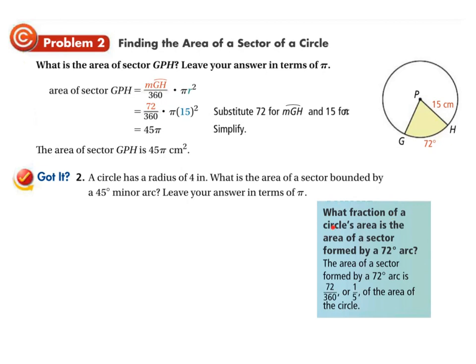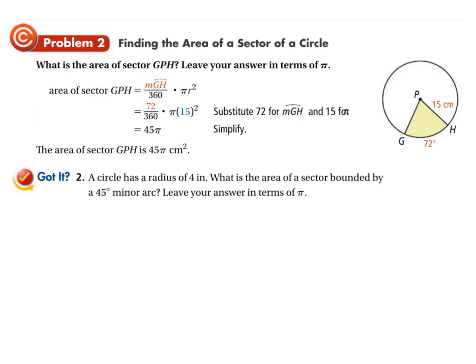what fraction of a circle's area is formed by a 72-degree arc? Okay, so the area of a sector formed by a 72-degree arc is 72 over 360, right? That's what we're just doing. We're saying that amount of degrees divided by 360, and that's 1/5. So we're going to take 1/5 of the entire area. Yeah? Okay. So we plug that in here. We see that 1/5 of this is 45 pi.